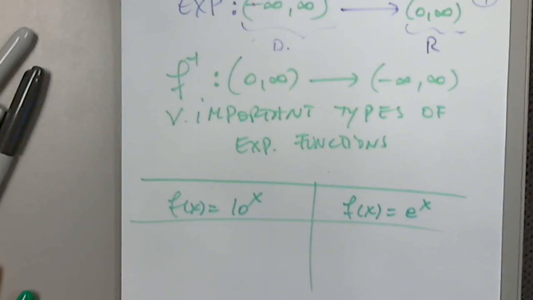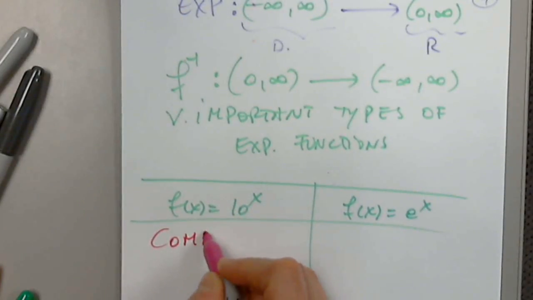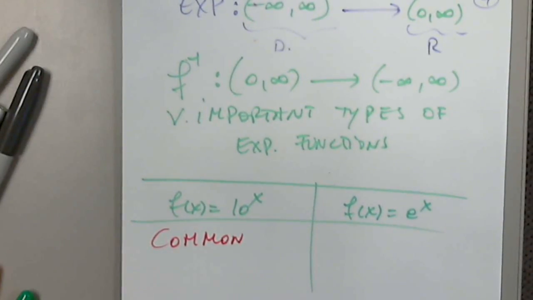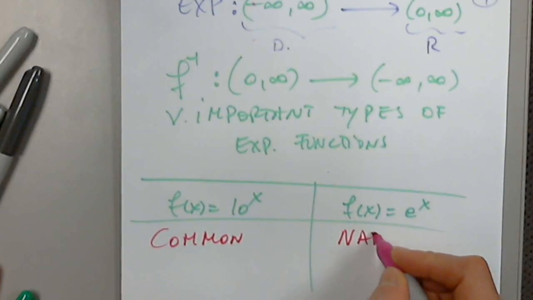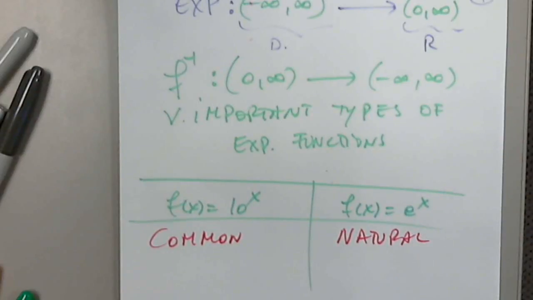One of them bears a name of common, the one with the base of 10. And the other one, you're right, natural. So this one was invented when this number was determined, about 2.718. So you're right, this is Euler's number.